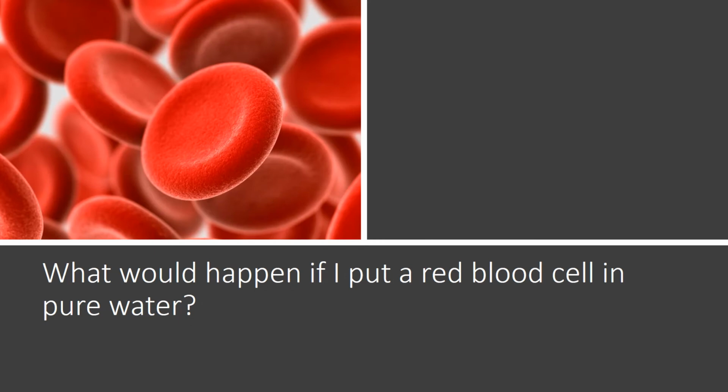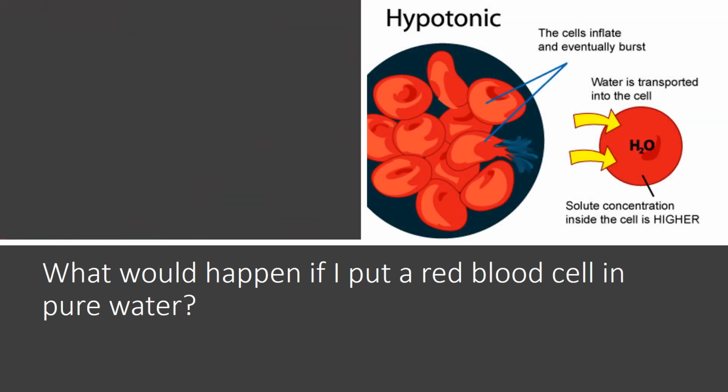So what would happen if I put a red blood cell into pure water? Well, let's think about this. Would the solution have a high water concentration or a low water concentration? Well, the solution is water, so it would have a very high water concentration. So in fact, that water would be transported into the cell. And because there's no cell wall in a red blood cell, it would keep moving into the cell until the cell burst. Now there's something to consider.